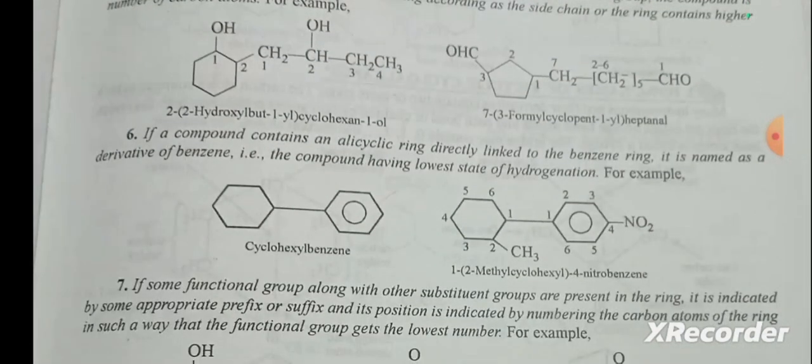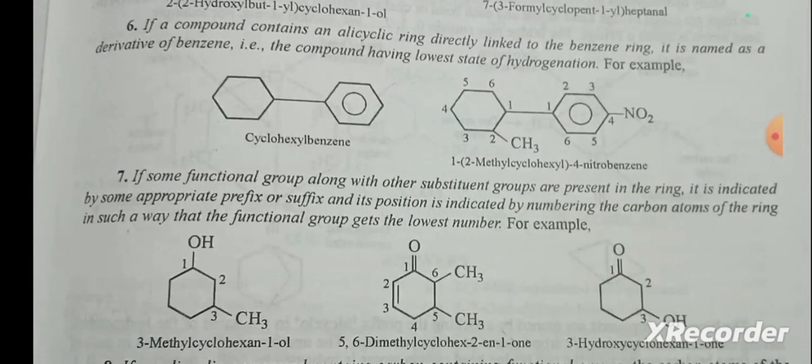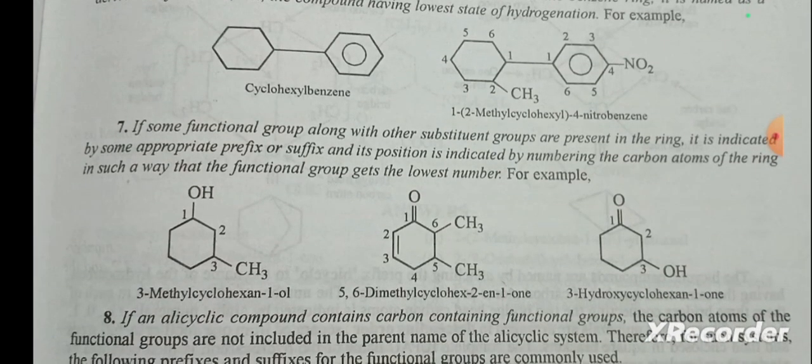If the compound contains an acyclic chain directly linked to the benzene ring, it is named as a derivative of benzene, the compound having the lowest state of hydrogenation. For example, cyclohexyl benzene.